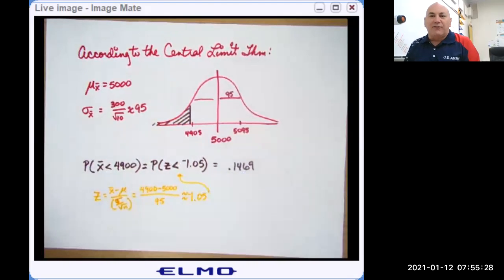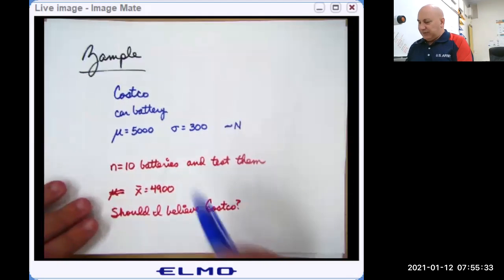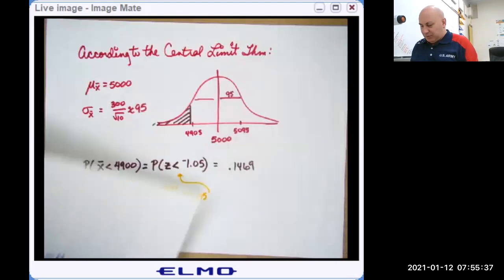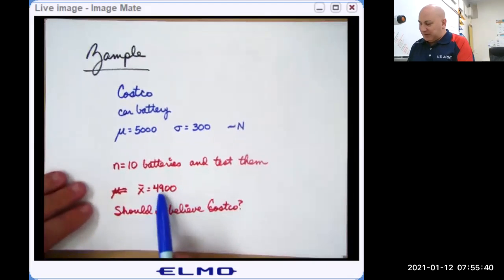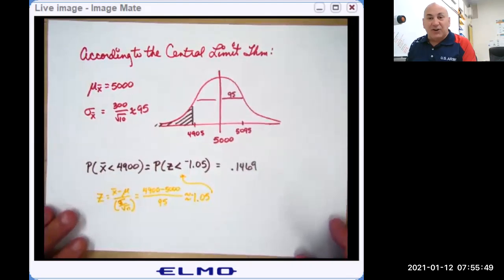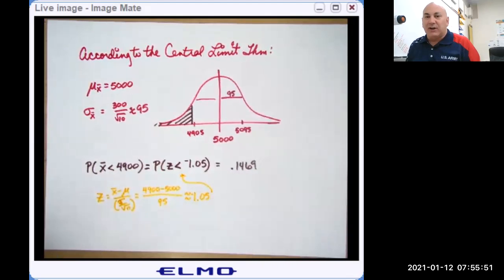So there's over a 14% chance that even if this is true, my sample of 10 batteries would have an average of only 4,900. So I don't have any evidence right now, or I don't have strong evidence at all to say that Costco's statement is wrong. So that's our introduction to a sampling distribution and the central limit theorem.